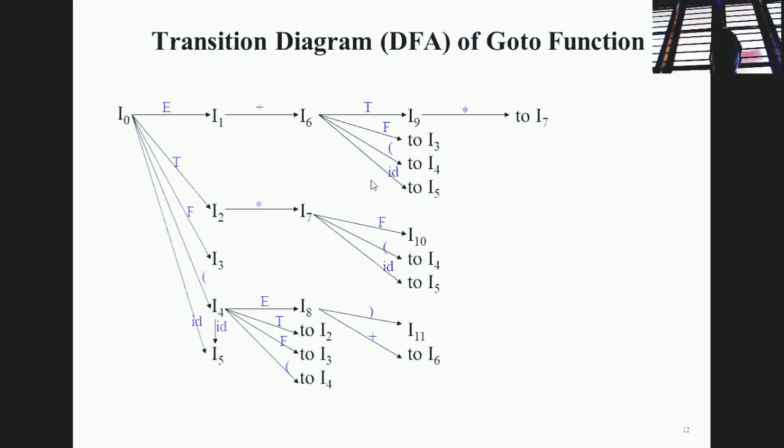Now I'll stop here. You have understood how to construct the LR(0) item set. Then I'll be explaining how to construct a parsing table using this.